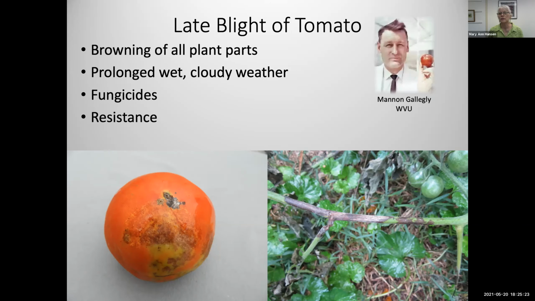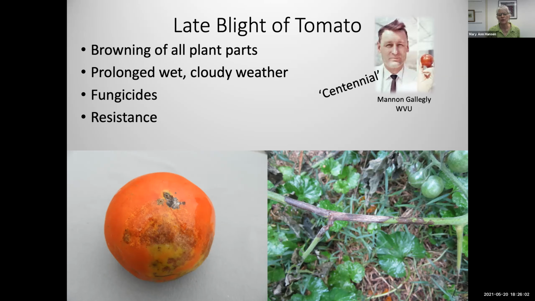And of course, when you're choosing varieties before you plant your garden, look for resistant varieties. There are more and more of these. So back in the 60s, there were none, but fortunately, Dr. Manon Gallagly, who's at West Virginia University, was both a plant pathologist and a breeder, and developed a tomato variety that was resistant to late blight. And that, to my knowledge, is the first resistant tomato variety to late blight. And Dr. Gallagly is still at West Virginia University, and you'll see his name again.